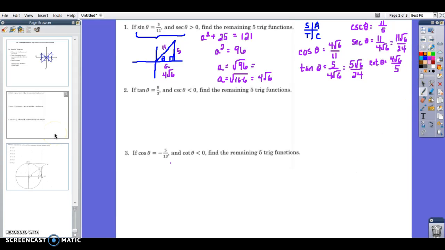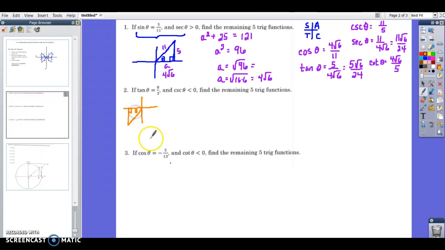It says if the tangent is 8/3 and cosecant is negative. Okay, so tangent is positive and cosecant is negative. Let's go back up to our graphic here. Tangent is positive in 1 and 3. Cosecant is negative in 3 and 4. So that tells us we're going to be in quadrant 3. So I'm going to draw my bow tie part that's in quadrant 3.